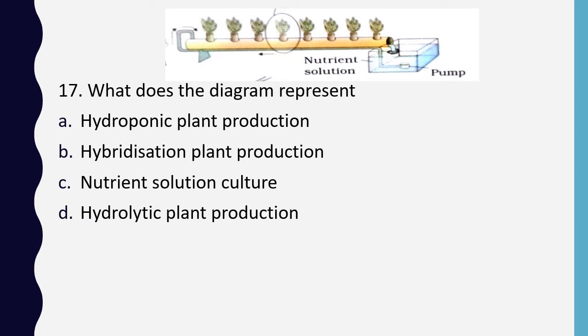Question number 17. What does the diagram represent? Hydroponic plant production, hybridization plant production, nutrient solution culture, hydrolytic plant production. What is the diagram representing? The correct answer is option A, hydroponic plant production.